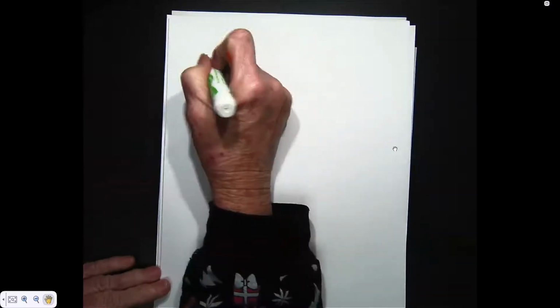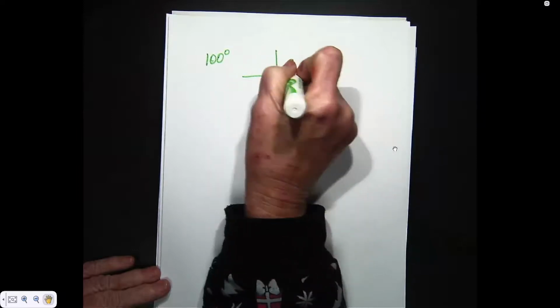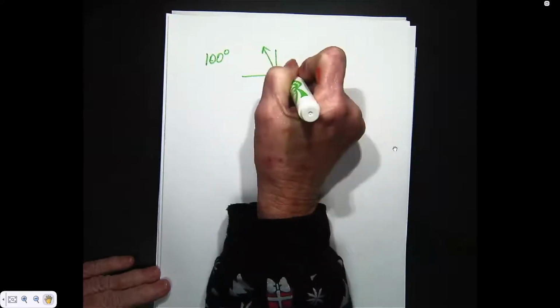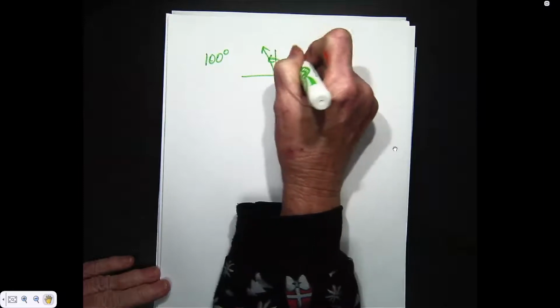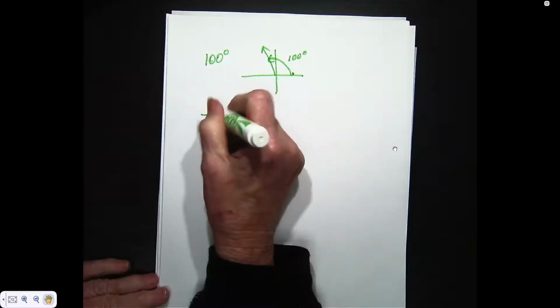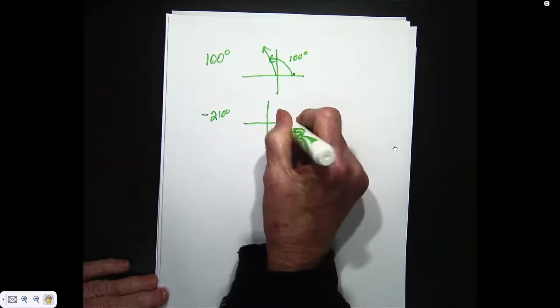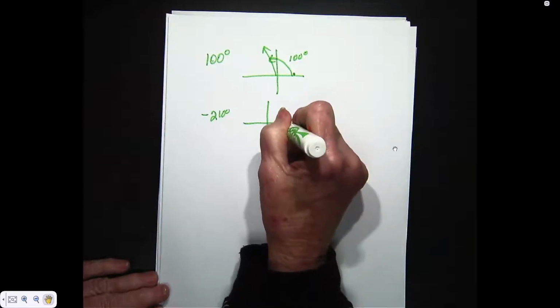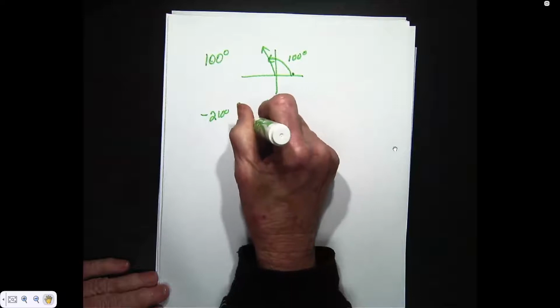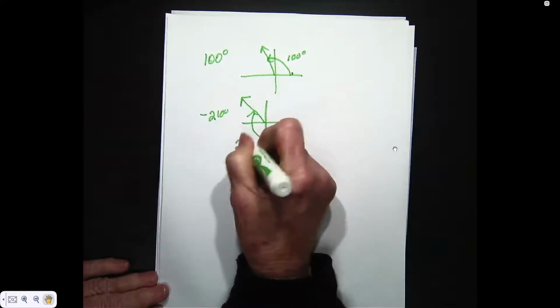So if I told you I wanted to see 100 degrees and how you would measure that, you would start here and you would go just past 90 degrees. That would be 100 degrees. If I said, what is negative 210 degrees, then you would start here, your initial side. You would go around 180, a little bit more. So negative 210 degrees would be here.